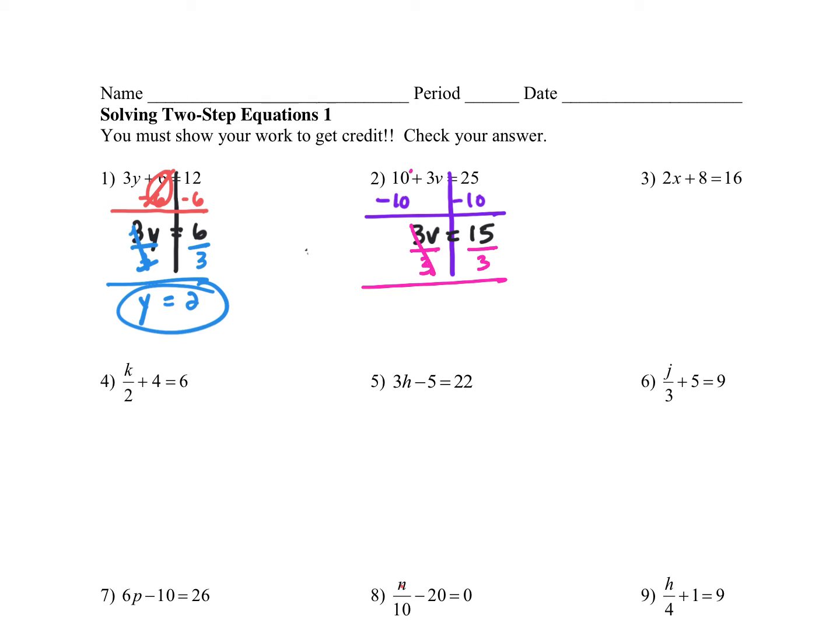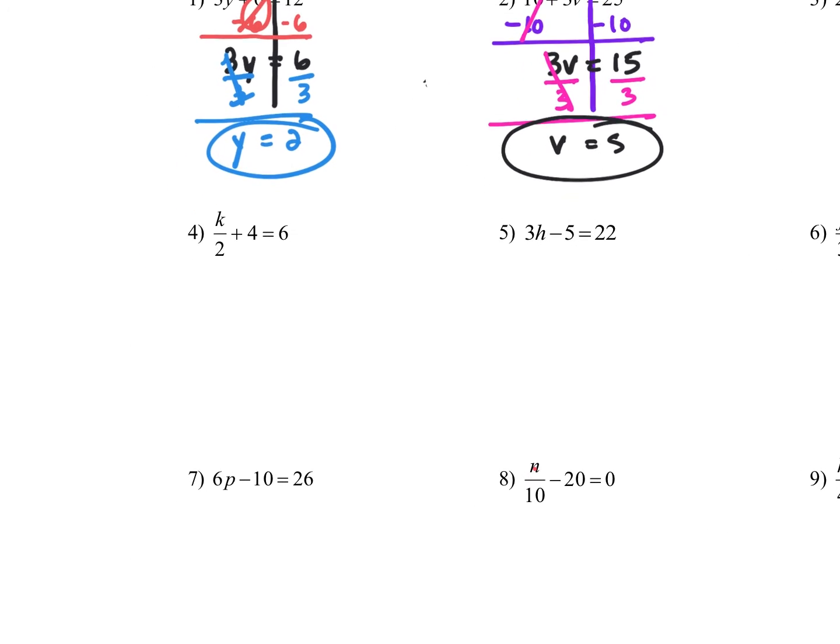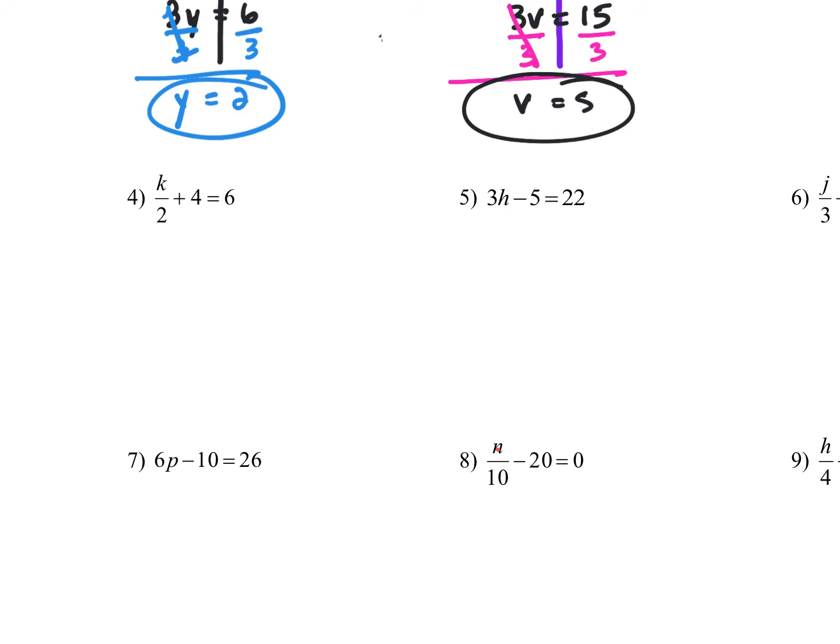These cross off, just like the 10s cross off. And we have left v equals 5. So your solution is 5. Again, I'm not going to do the check on that. I'm going to move this up a little bit, make it more clear, a little bit more room to move.